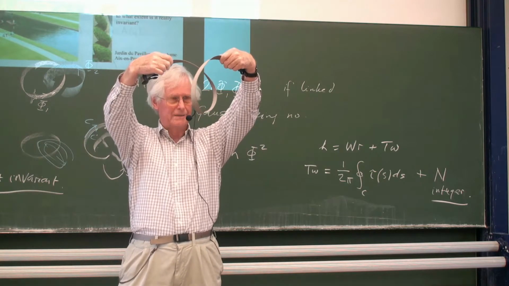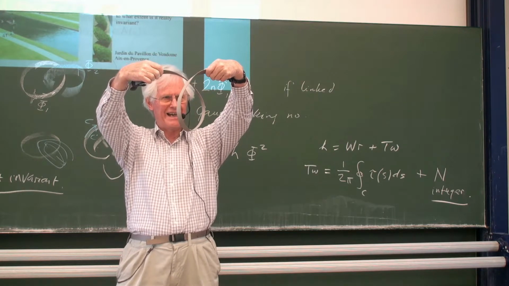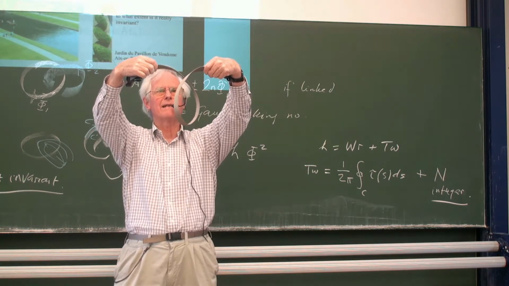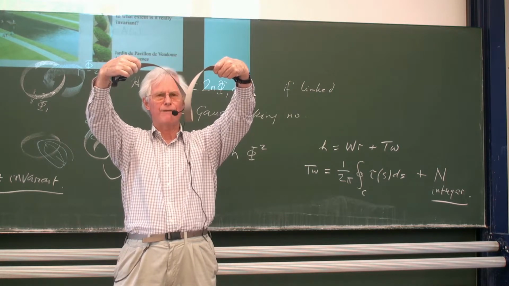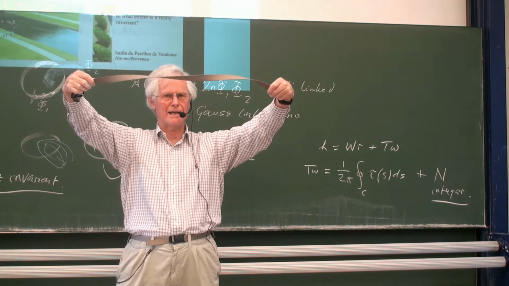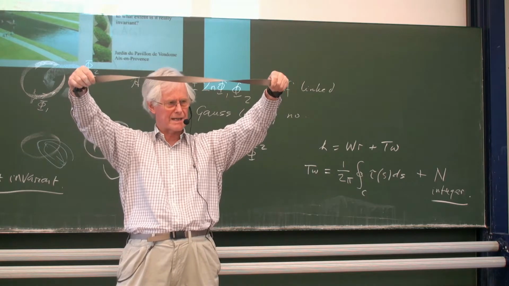Writhe is equal to 1, or maybe it's minus 1. Let's not worry about the sign too much. Now, we imagine this is part of a large circle, but this little bit, we simply deform. We deform continuously. And the contribution to writhe has disappeared, but we've got a 2 pi twist.